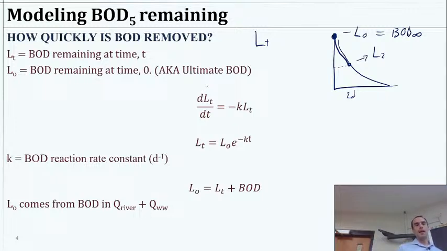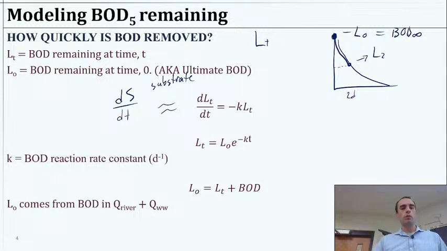So we get dL/dt, so the rate of change of the amount remaining. We could write it dS/dt if we're going back to our substrate terminology, right? That would be pretty much the same thing if we call it substrate. It would be equal to negative k L_t. So we have a few k's to deal with. This is the rate constant for BOD removal, BOD reaction rate, and we'll have that in per day.